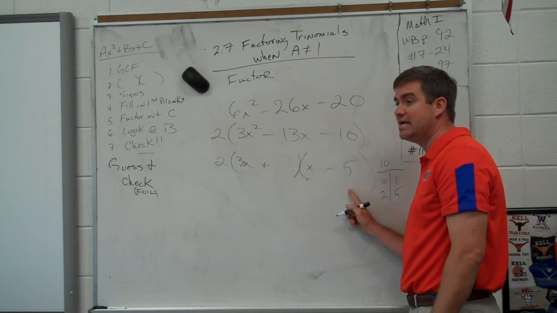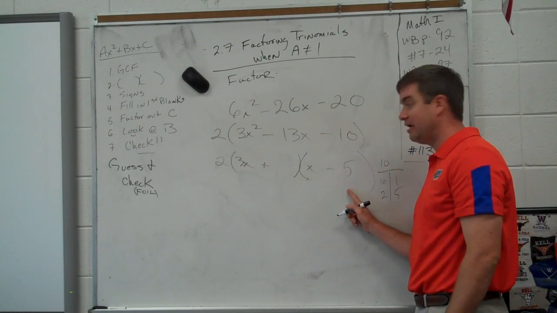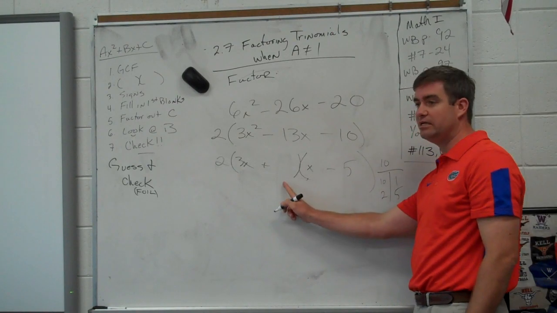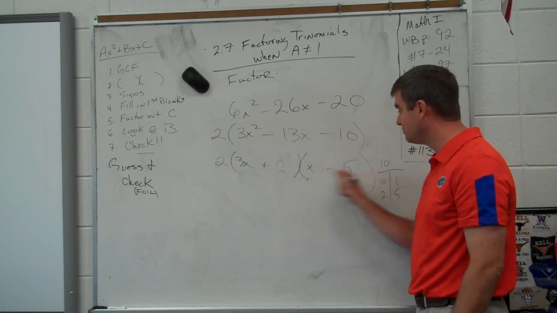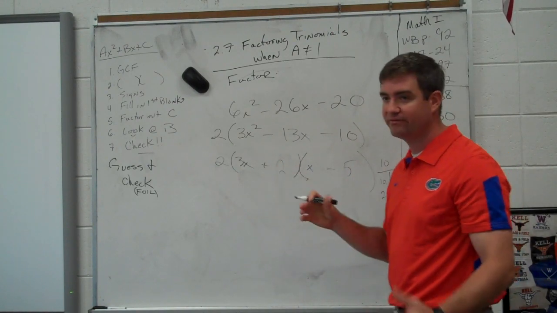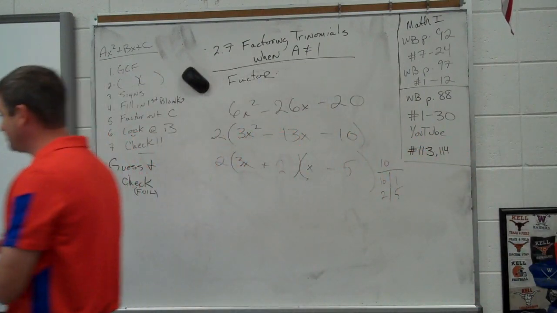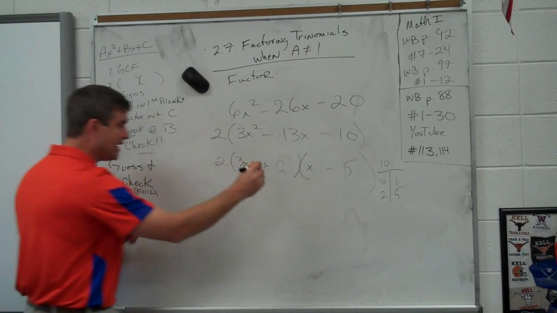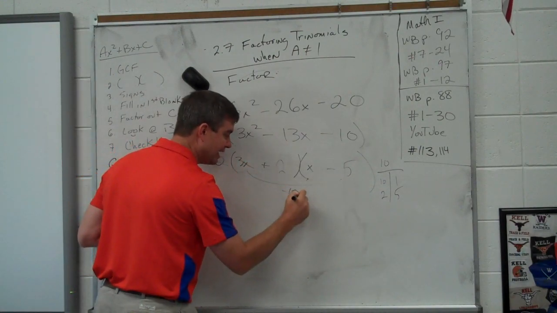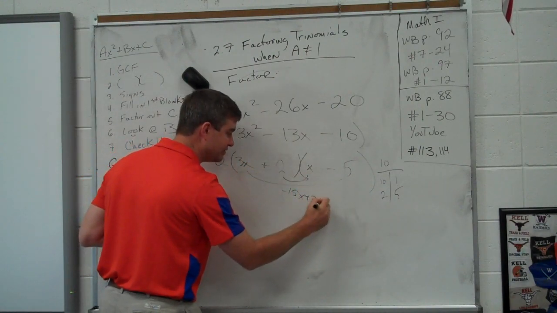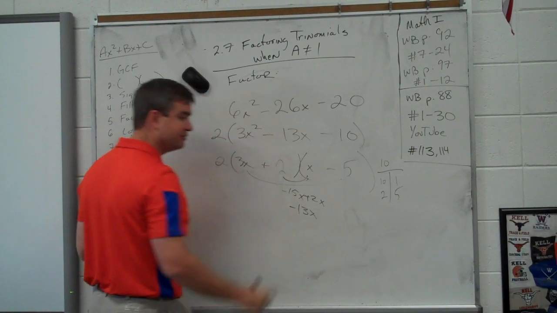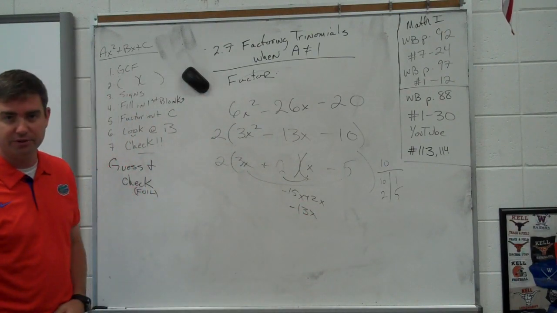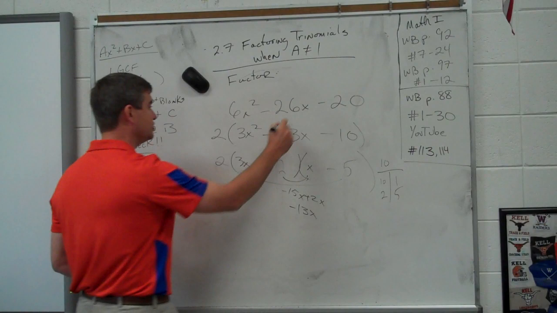If 5 goes here, eyes up here please. If 5 goes here, then what has to go here? A 2. 2 times 5 will give you 10. You don't have a choice. Now, what do you have to do? Check. You have to check it. The outside gives you negative 15x. The inside gives you positive 2x, which is negative 13x. Is that what we want in the middle? Yes, it is. So it checks.